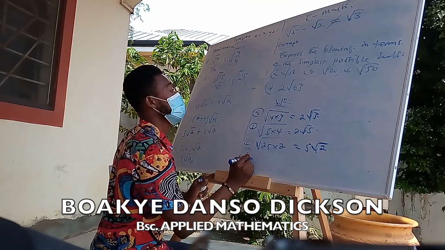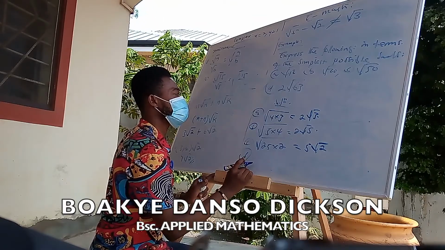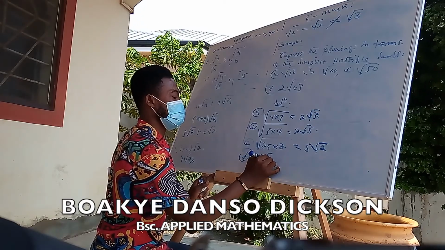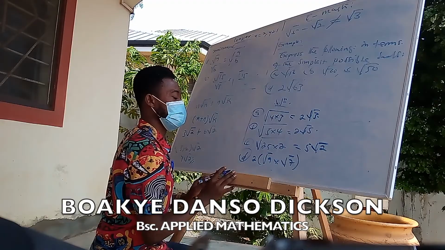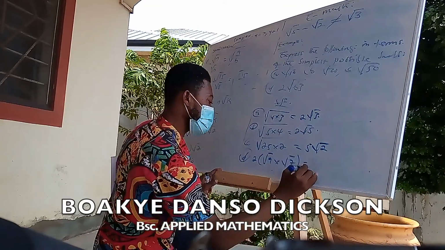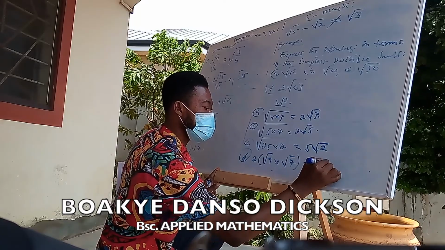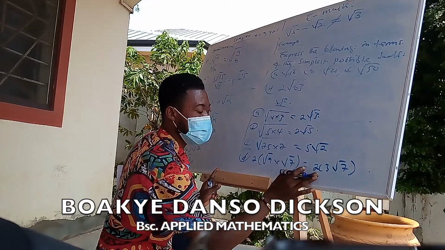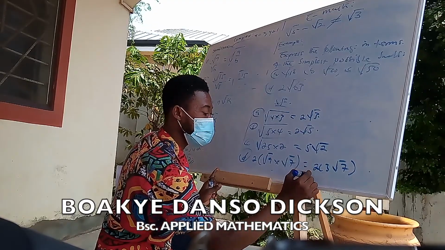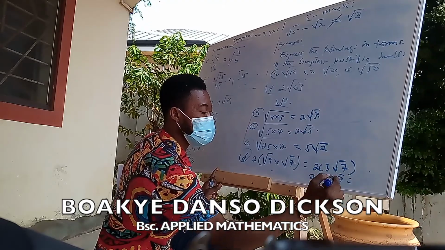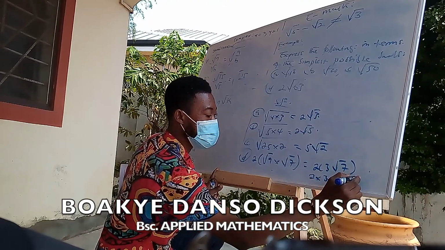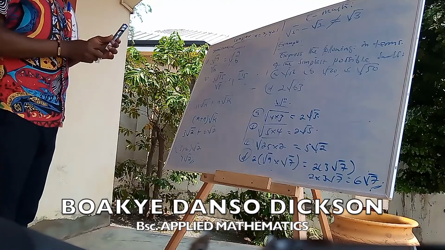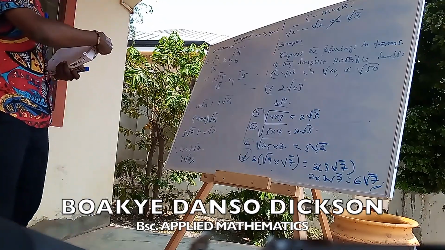Now D. Set 63. 9 times 7. That is equal to 3 root 7. Now per the rule, what are we doing? We are going to multiply 2 with 3 root 7. That is 6 root 7. Good.